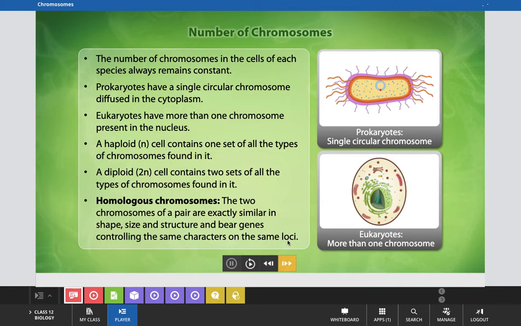Loci is the plural form of locus. A particular position of a gene on a chromosome is known as a locus, and many positions of many genes are known as gene loci on the chromosomes.